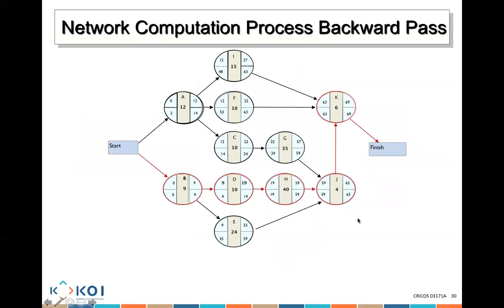The final things we need to do is calculate what is known as the slack and the critical path. The longest path, which is the longest duration of the project, will take 69 days to complete, or 69 weeks. So that has been done in this particular example.